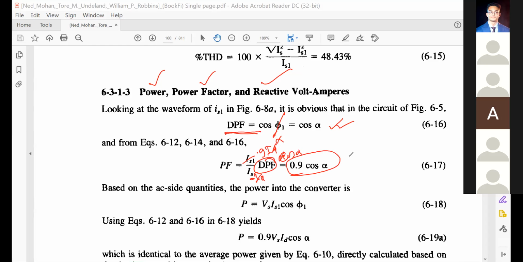You got my point? If you remember for the diode rectifier, what was the power factor we got? For the uncontrolled rectifier, what is the input power factor we got? 0.9. Can you remember? Because alpha equal to 0. Right or wrong?